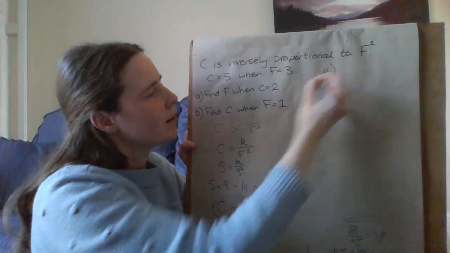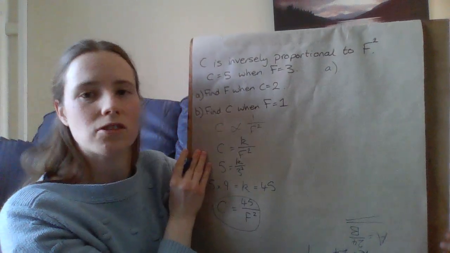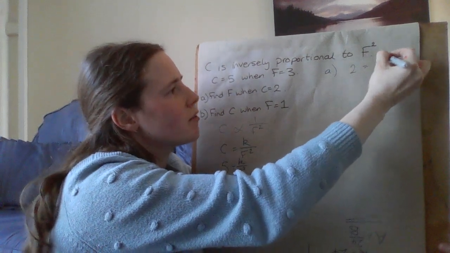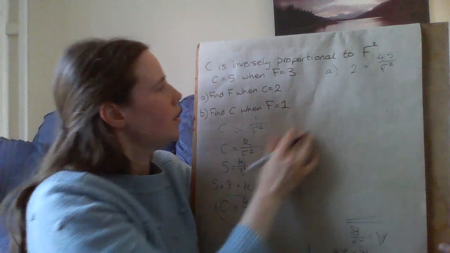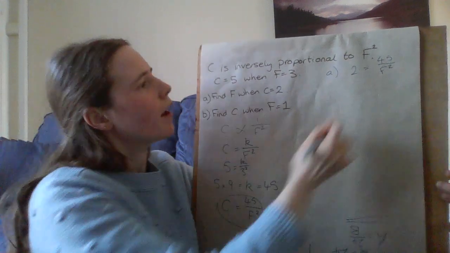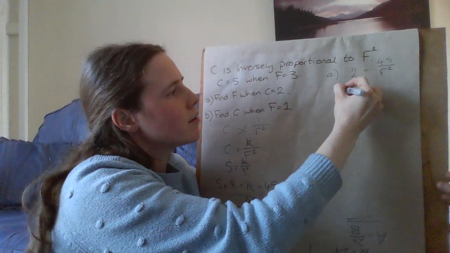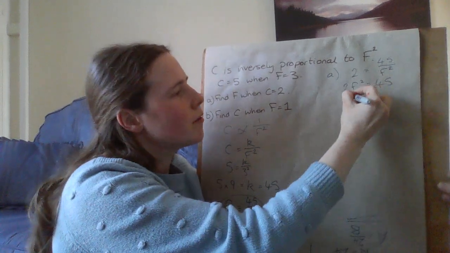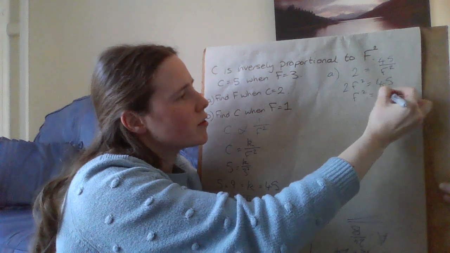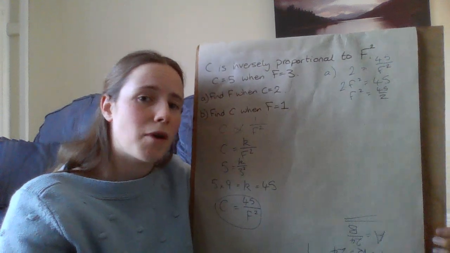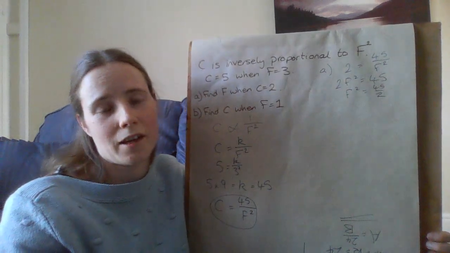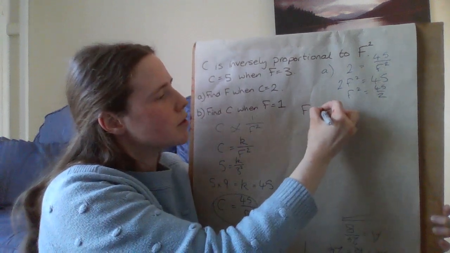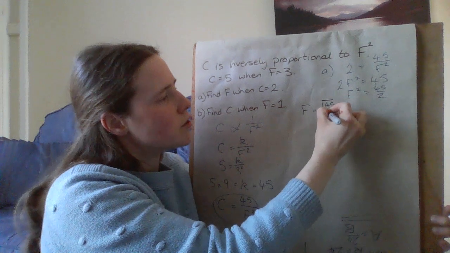So for part A, I'm going to find F when C is 2. So I'm going to substitute 2 in here. 2 equals 45 over F squared. Okay. And I'm going to times both sides by F squared. 2F squared equals 45. Divide both sides by 2. F squared equals 45 over 2. Now, because I'm going to need to square root, this is a brilliant time for us to start thinking about some surds coming in as well. So I can say F is equal to the square root of 45 over 2.